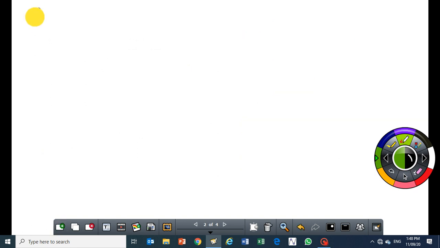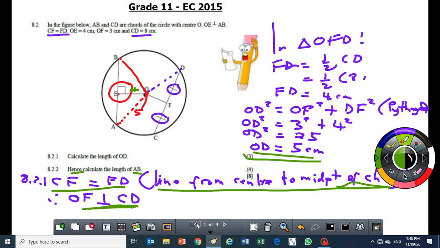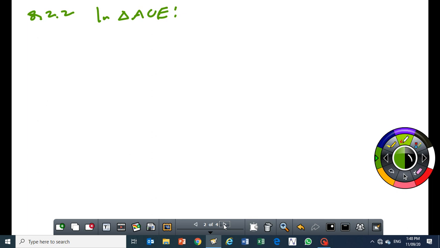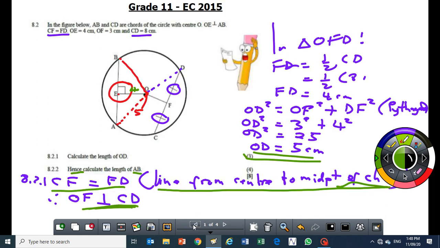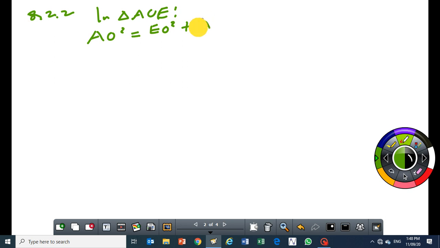this is 8.2.2. In triangle AOE, it will be AO squared is equal to EO squared plus AE squared. And then you write your reason, Pythagoras. Don't forget to write the reason, because sometimes we can give a mark for that.